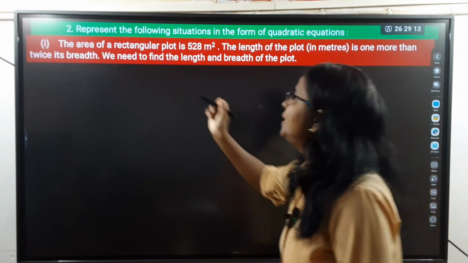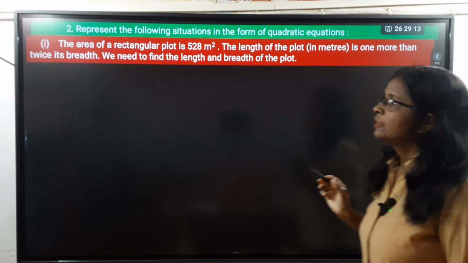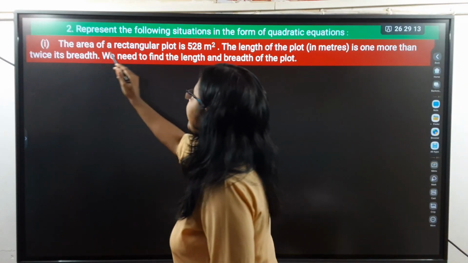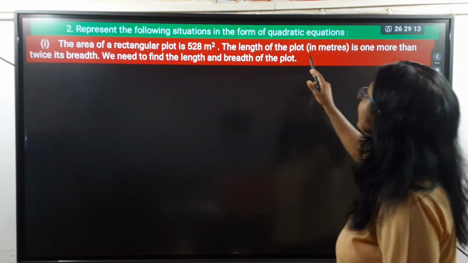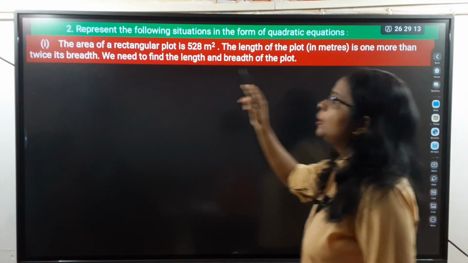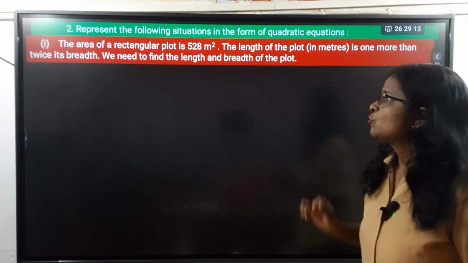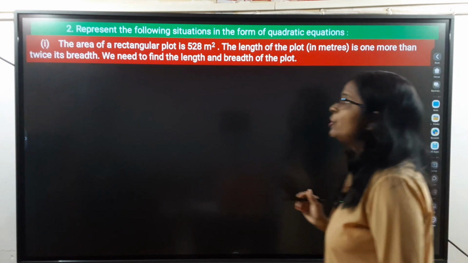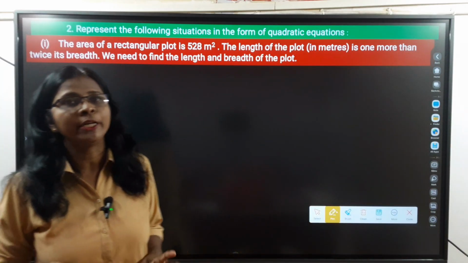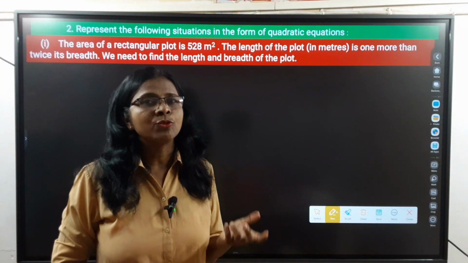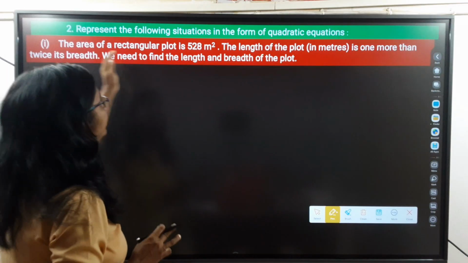Second question: represent the following situations in the form of quadratic equations. First example: the area of a rectangular plot is 525 square meters. The length of the plot in meters is one more than twice its breadth. We need to find the length and breadth of the plot. Here we only have to represent the quadratic equation, that means we only form the quadratic equation. We do not solve it. So first we have to get the quadratic equation from the given condition.